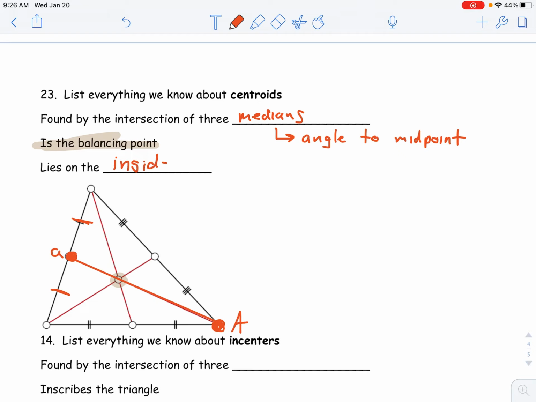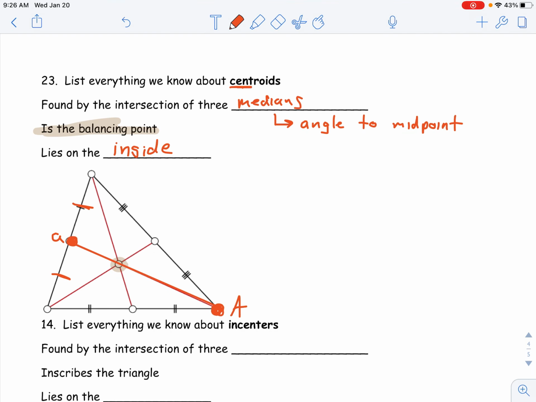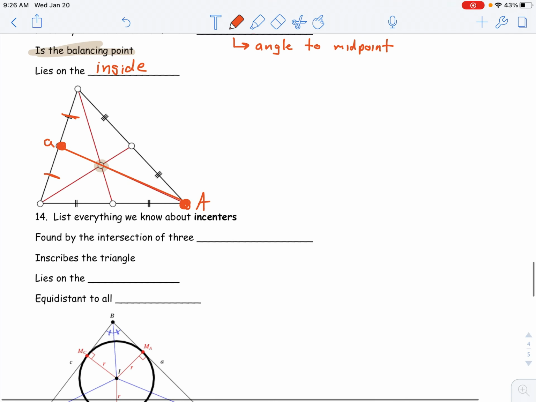Think about it, it's kind of common sense. A balancing point has to be inside the triangle. It can't be on a side or outside the triangle. That's just preposterous to think about. All right, and then the centroid lies in the center of the triangle. Centroid, centered. Centroid's one of my favorite words we learn all year. Centroid. Sounds like a robot saying it.